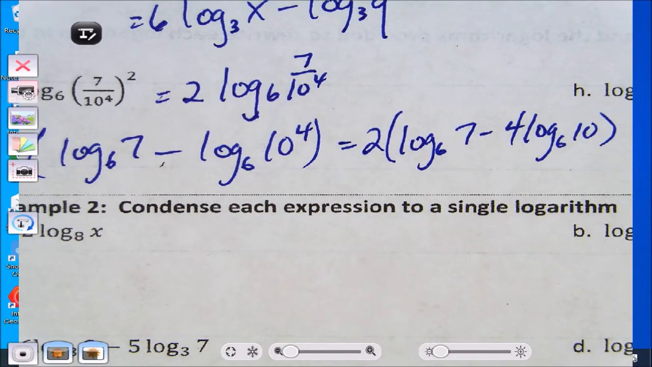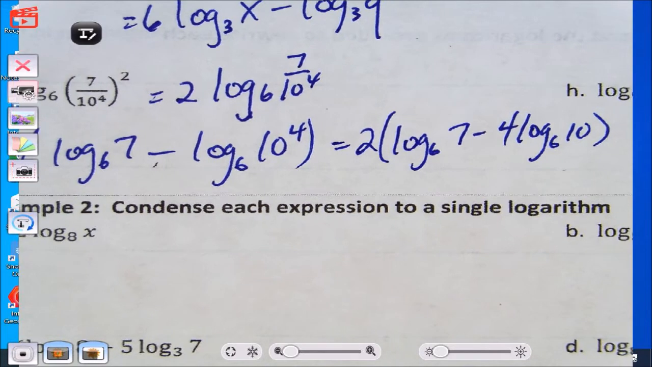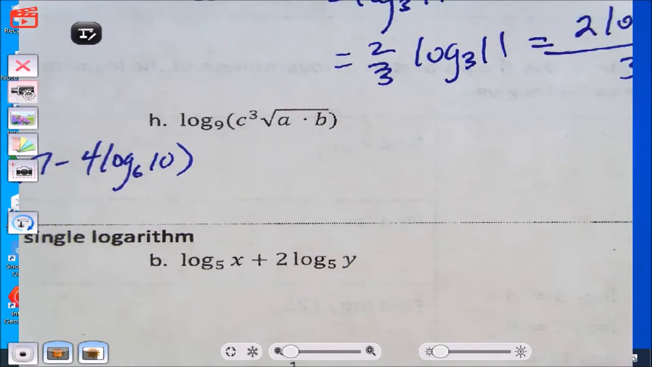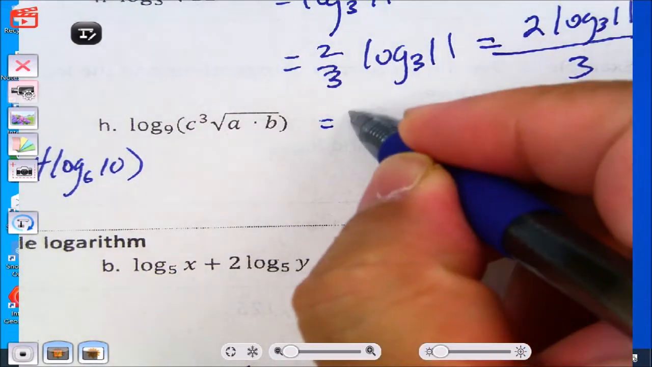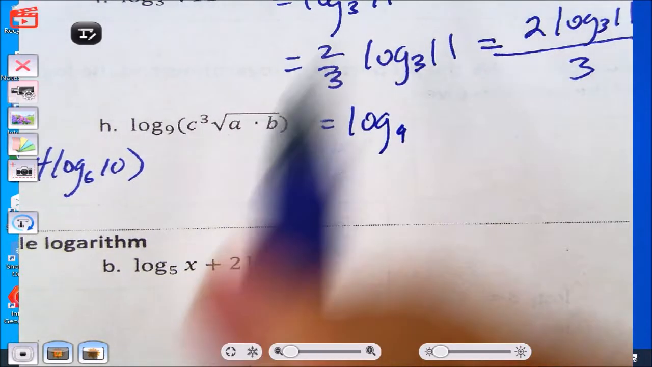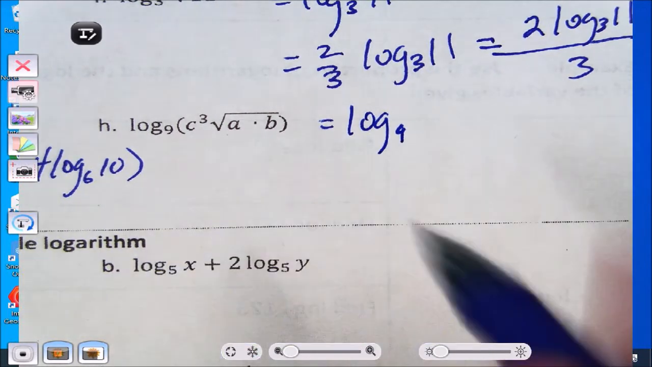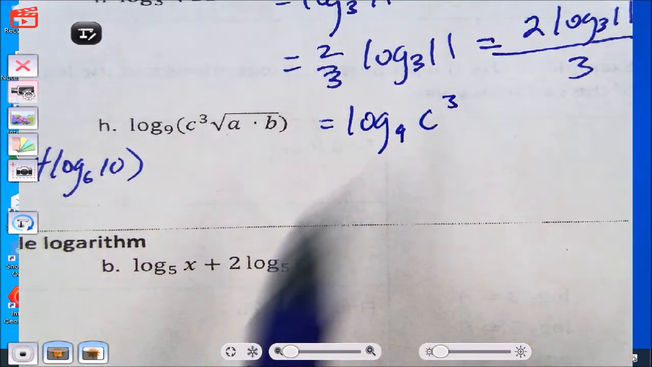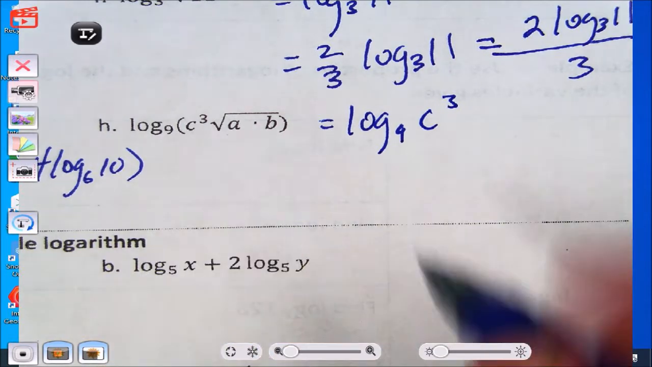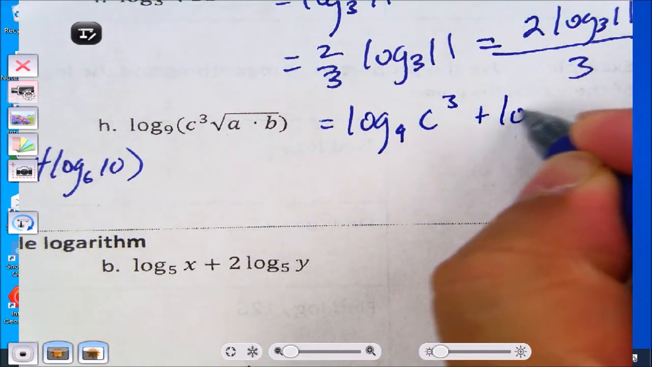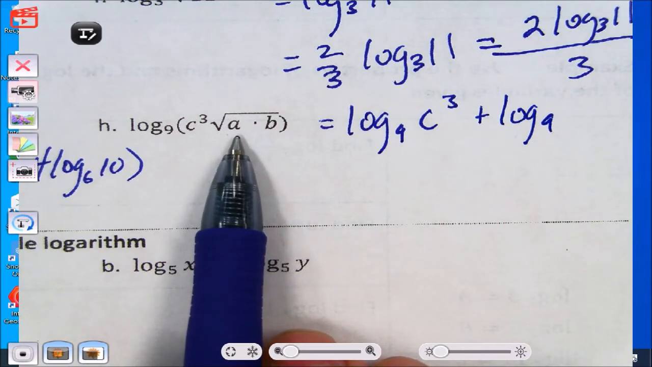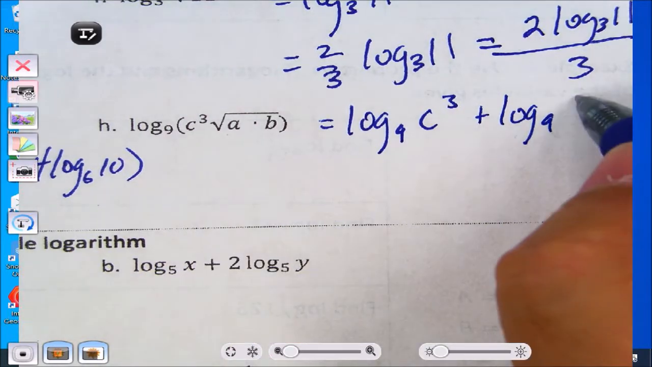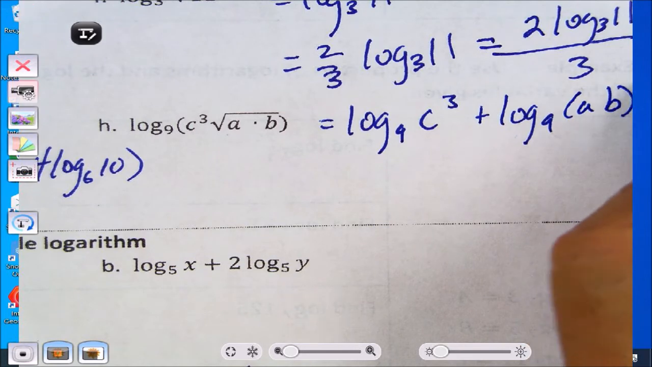Example H. Ready? Example H. So I'm going to skip some steps here. Log base 9. So C to the 3rd. This is multiplication, so I'm going to put a plus sign between them. Log base 9. I'm not going to write square root this time. Remember what square root stood for? 1/2. So I'm going to write AB to the 1/2.